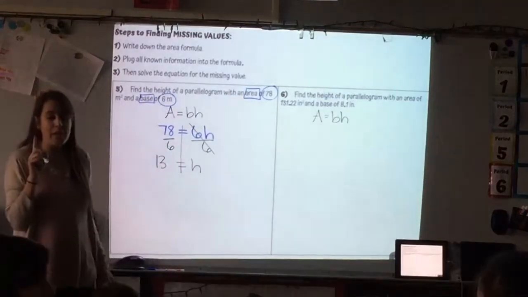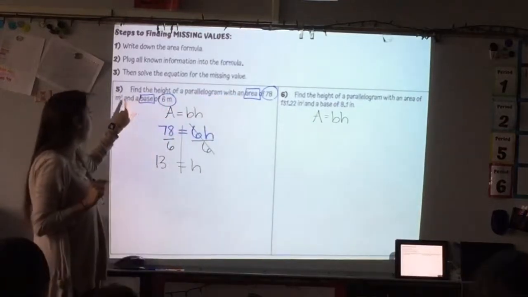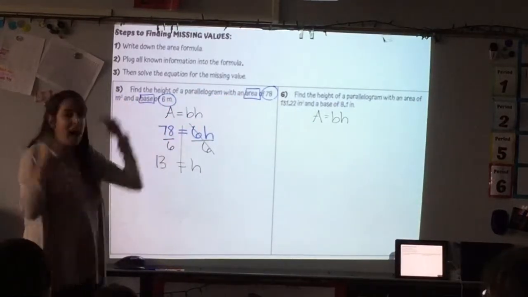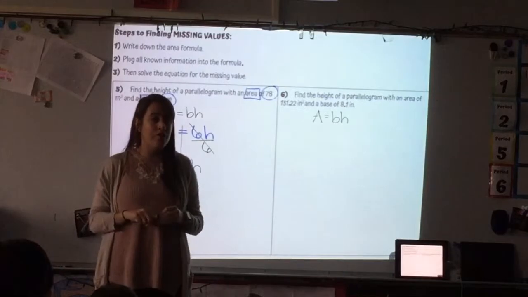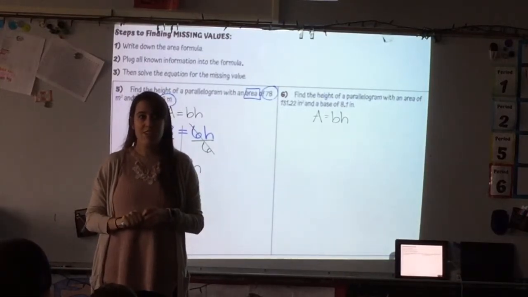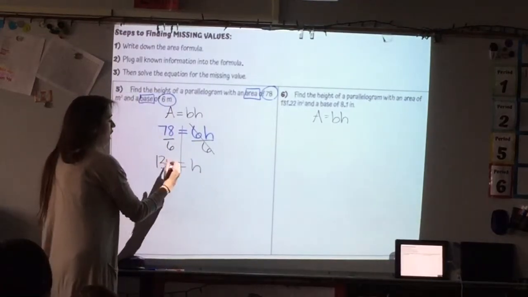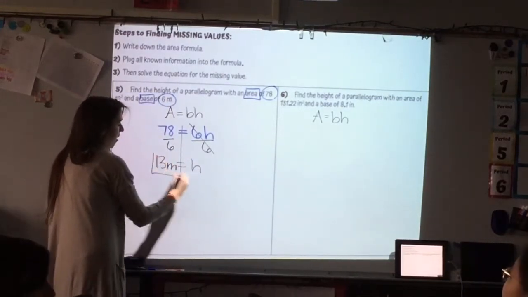So this one is where we have to be careful with our units. When we find the area, our area is units squared. But our height, do we go to the doctor and say, hey, you're 5 feet 6 inches squared? Or are you just 5 feet 6 inches? Just inches, right? So the units here are just meters, not meters squared.